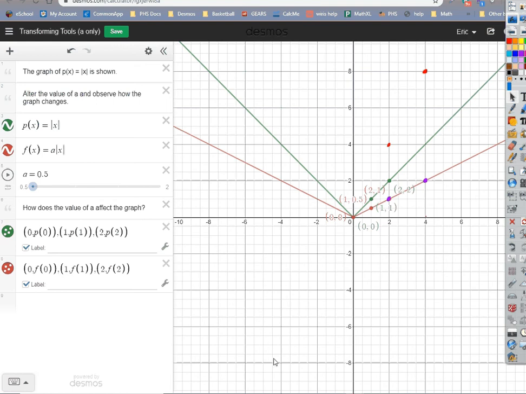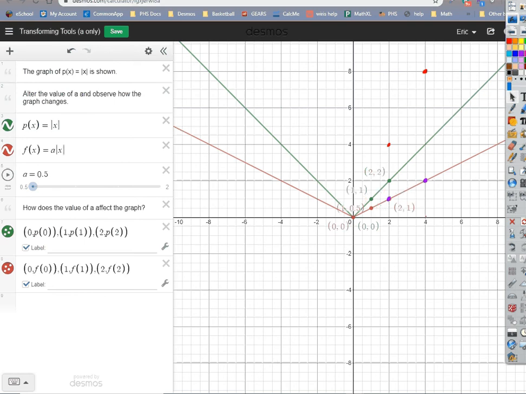Okay, so we see something there. If a is a number bigger than 1, then it's going to stretch vertically by a factor of a, whatever that is. I'm going to multiply all of the normal heights by a. If a is a number less than 1, then it's going to compress the function vertically because I'm multiplying the y values by a number smaller than 1, which makes them smaller, right?